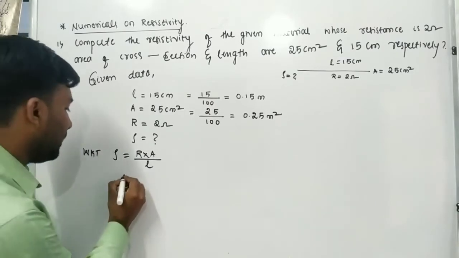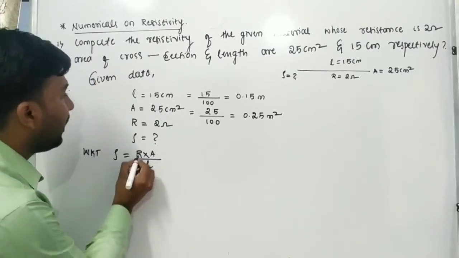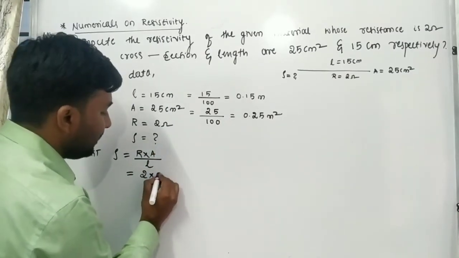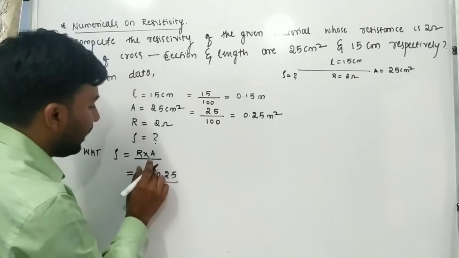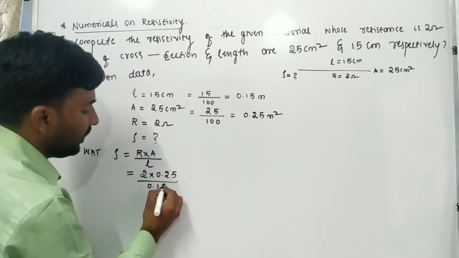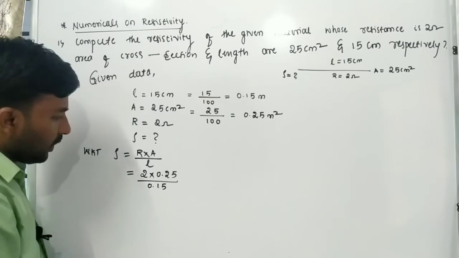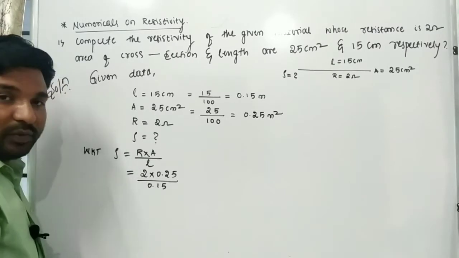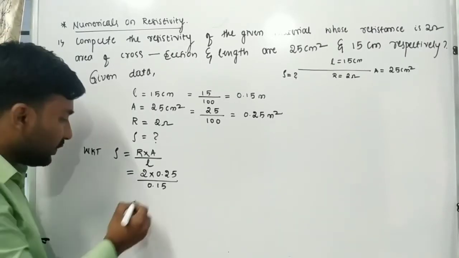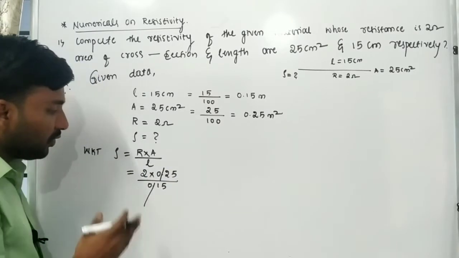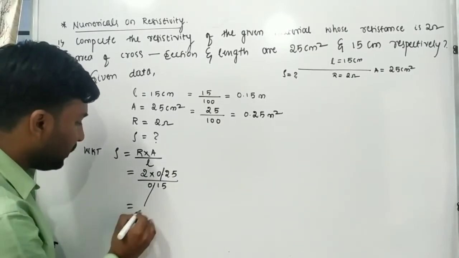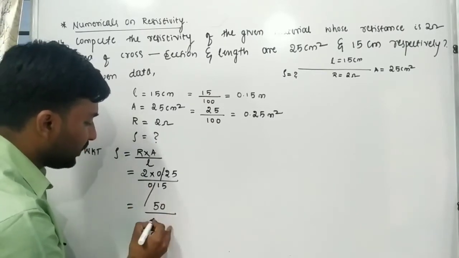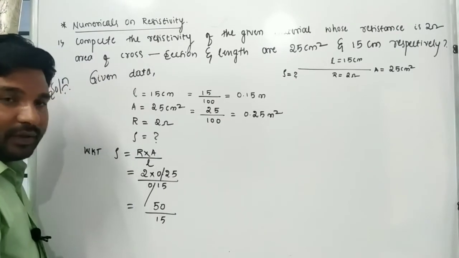Now you can substitute the values in the formula. This is equal to, R is equal to 2 ohm, area of cross section is 0.25, L is equal to 0.15. So in the numerator after 2 digits point is there, and in the denominator also after 2 digits point is there. So both get cancelled together. This is equal to 2 into 25, it is equal to 50. So in the denominator you will get 15.